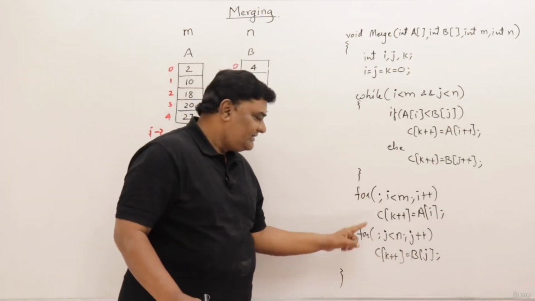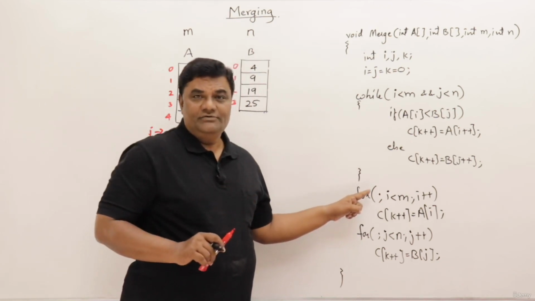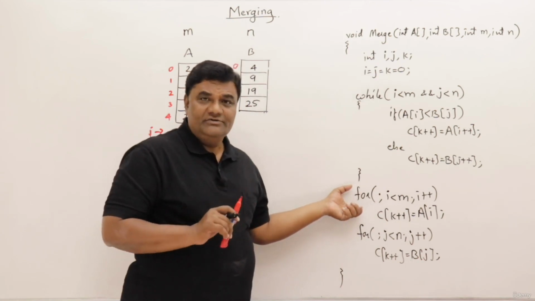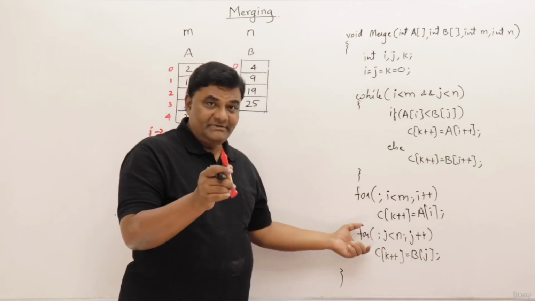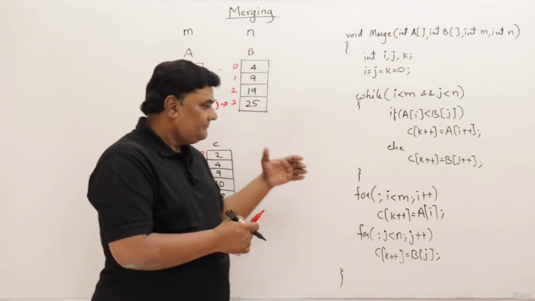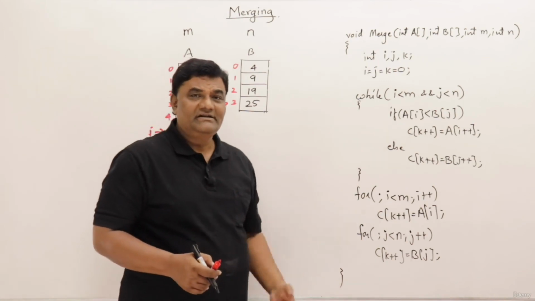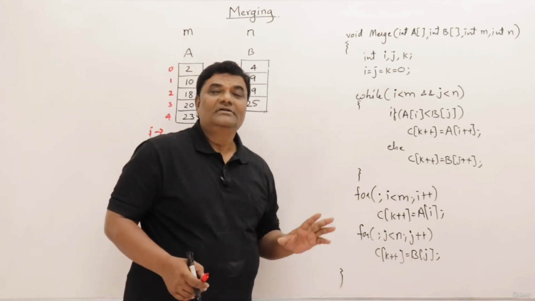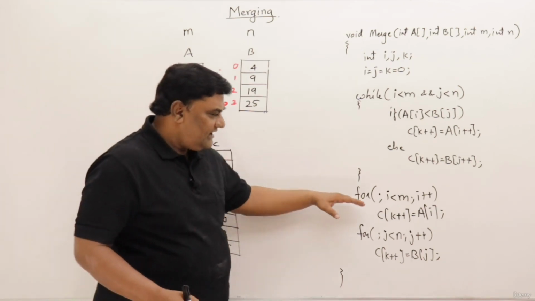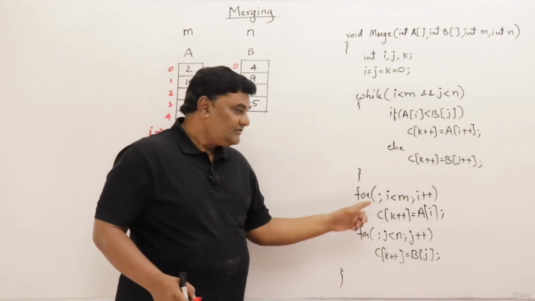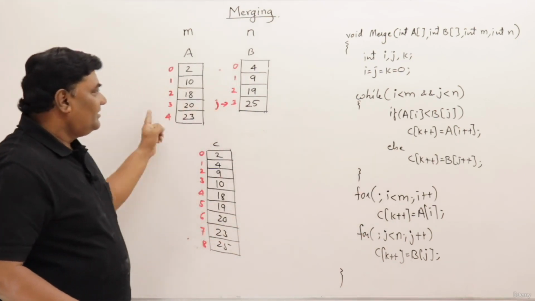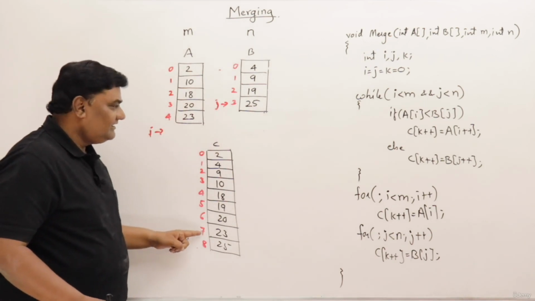Now don't get confused with this. Any one of the for loops will execute; both will not execute. If i has become equal to m, then this for loop will not execute, and then definitely j will be less than n, so the other will execute. If i is still less than m, it means the B list has finished and the remaining elements are in A. Any one of these loops will run. I don't have to check where the elements are remaining, because I have just started each for loop from the same point, so any one of the for loops will work. So that's all. This is the procedure for merging two arrays into a single array.